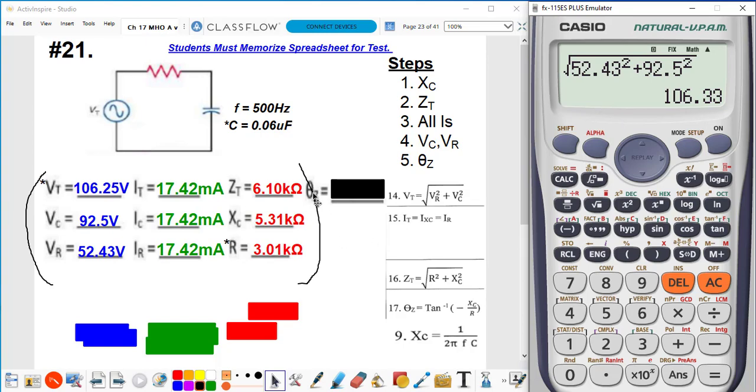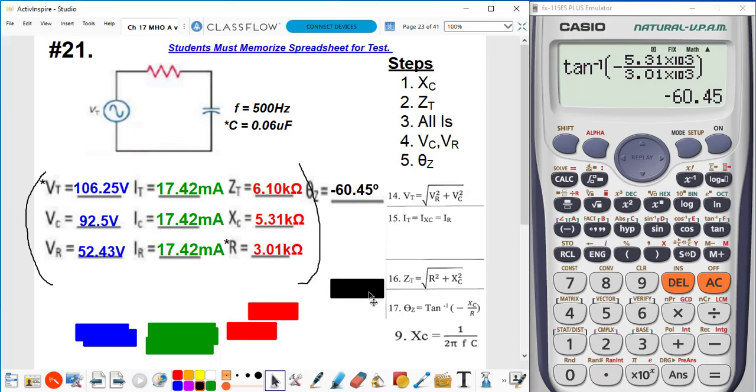Alright, next we need to do theta z. To do theta z, you see our formula here. The first thing we're going to do is inverse tangent, so we need to hit shift first, then tangent. We're going to hit the negative sign. We're going to put in XC of 5.31 times 10 to the third, hit over under 3.01 times 10 to the third, scroll over, close parentheses, hit equals. That gives me negative 60.45 degrees.